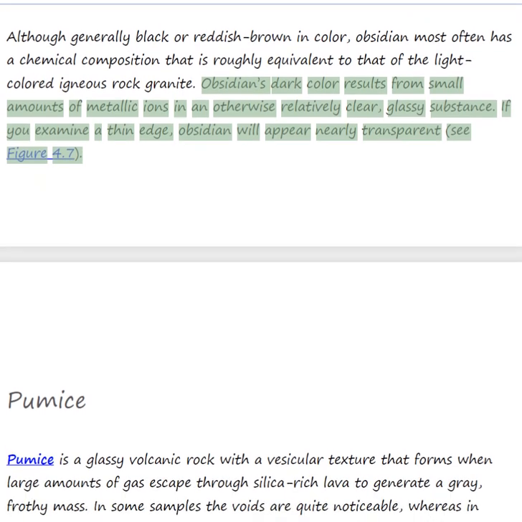Obsidian's dark color results from small amounts of metallic ions in an otherwise relatively clear, glassy substance. If you examine a thin edge, obsidian will appear nearly transparent.